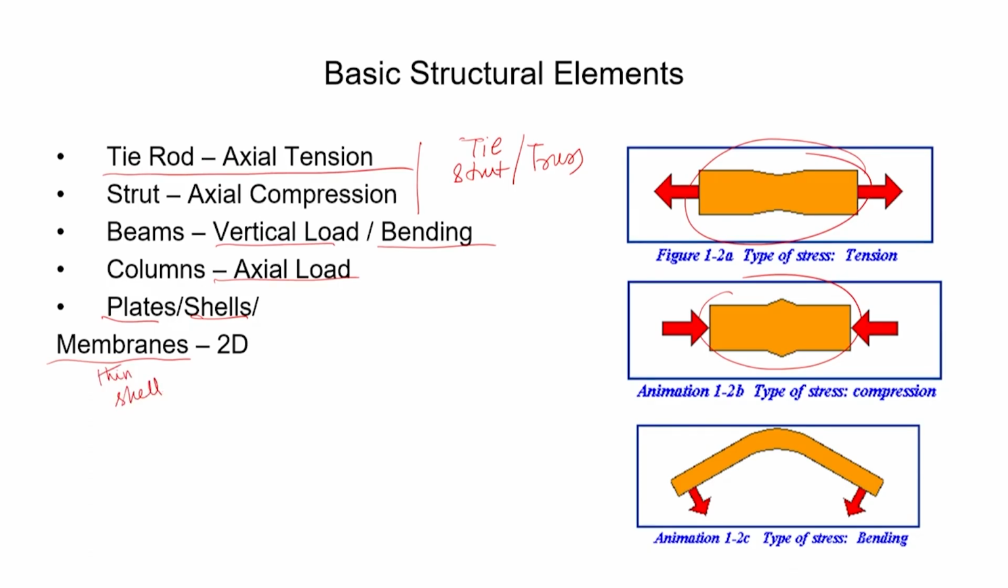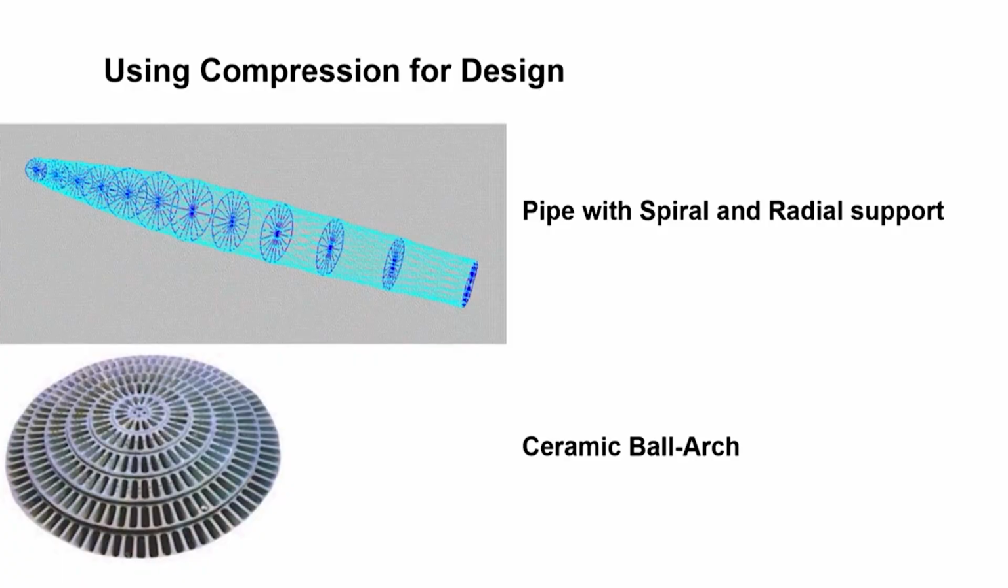So all these things together are the basic structural elements that you can consider for a particular type of product. Now, how am I going to arrange them? That of course involves team-specific work. For example, this top design is using compression. Here the theme is using compression for design. This is a pipe with spiral and radial support only, and it is designed in such a manner that all the members are having only compression.